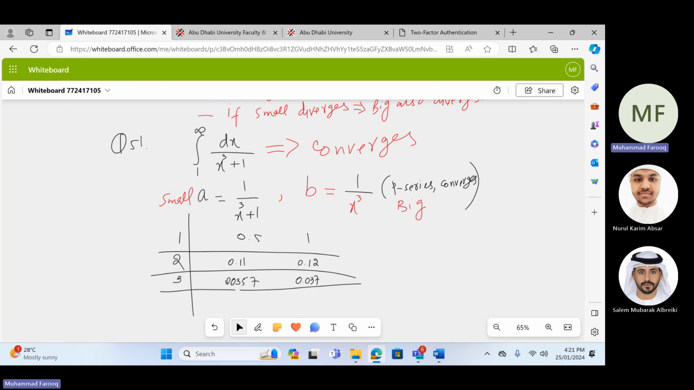Yes. Now look at here, big is what? As per DCT, if big converges, small automatically converges. And small is the question.